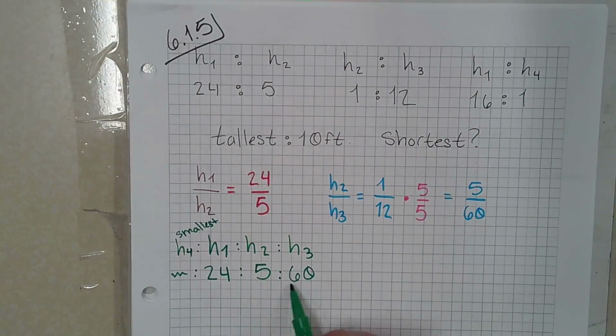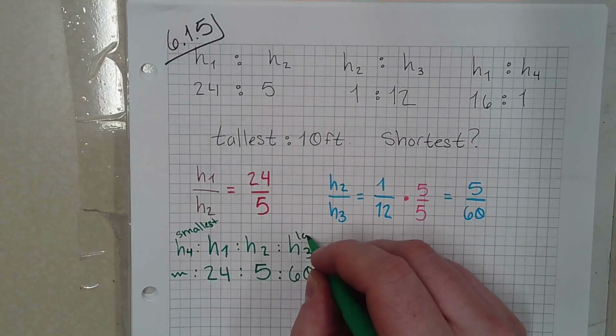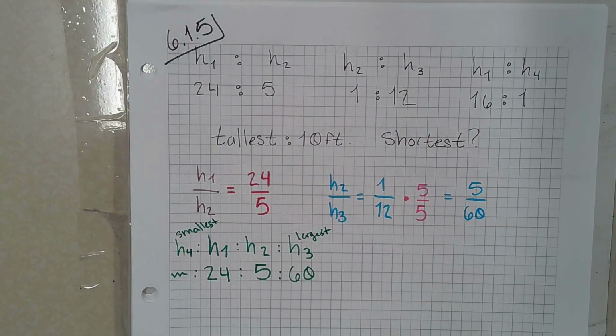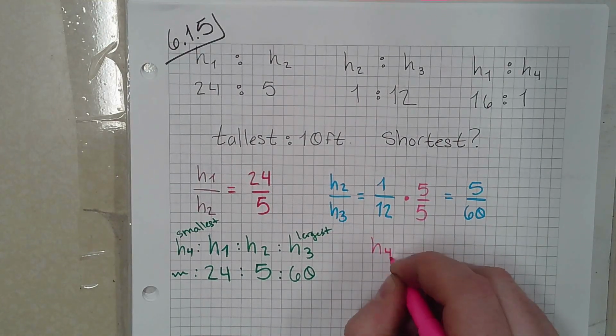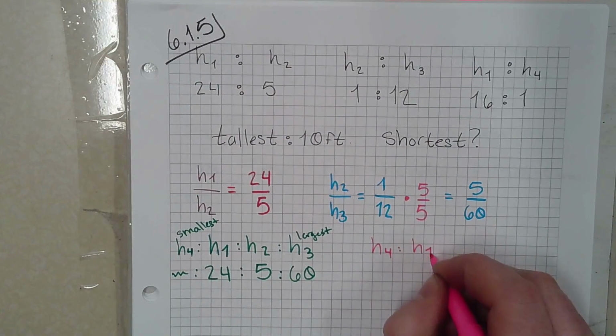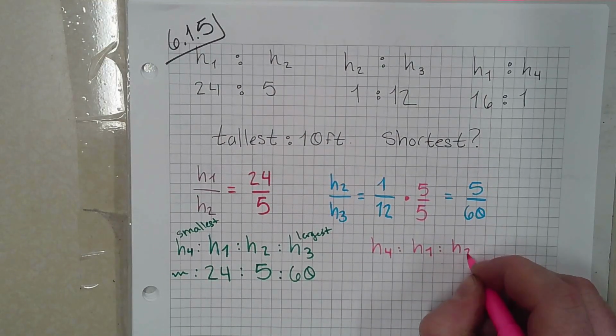And then if you look at these numbers here, you can tell that height 3 is the largest. So if we were actually to write these in order, it would go height 4, height 2, height 1, and height 3. But for ratios, they don't have to be in any order. So we know that height 3 is actually 10 feet. So if we wanted to rewrite all of this, height 4, height 1, height 2, height 3.